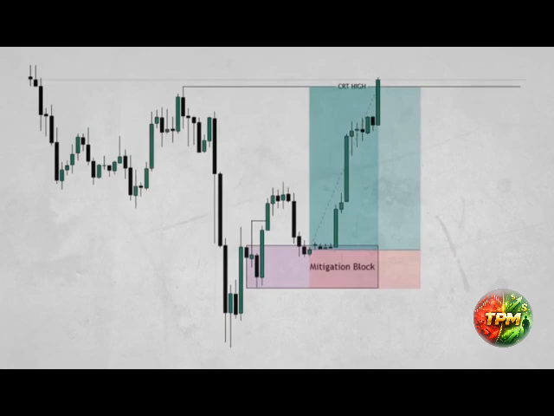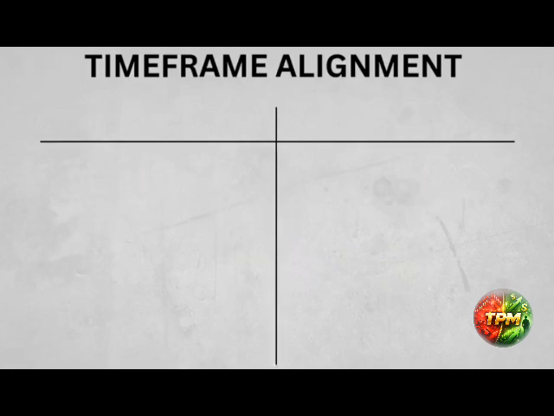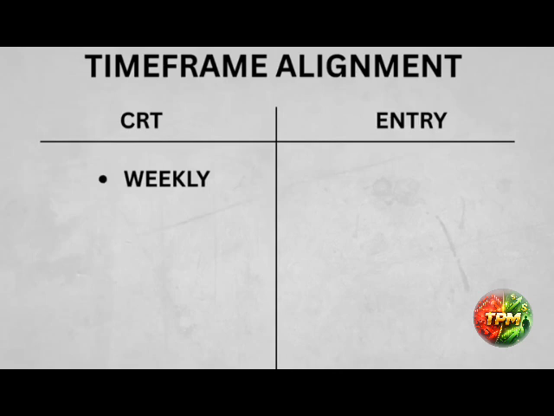But remember, you don't just trade it on any random time frame. That's why time frame alignment is really important. The best time frame alignment for better accuracy in CRT is as follows. Weekly CRT, take your entry from the 4-hour chart. Daily CRT, take your entry from the 1-hour chart.